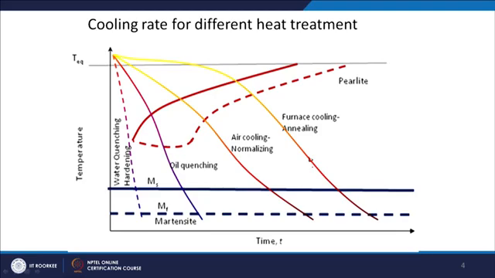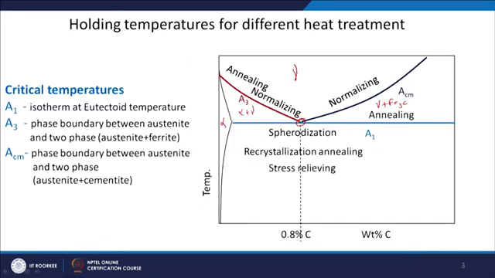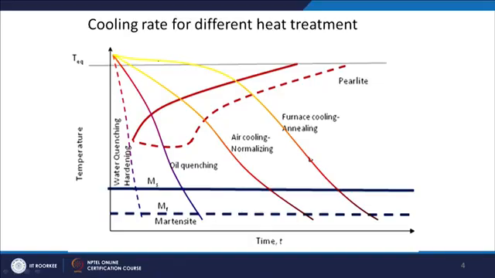So, now these are the holding temperatures for different heat treatments. And what will be the cooling rate for different heat treatments? Okay, you can see that I can have furnace cooling, so very slow cooling rate. This will give you furnace cooling, which is what we do in annealing.